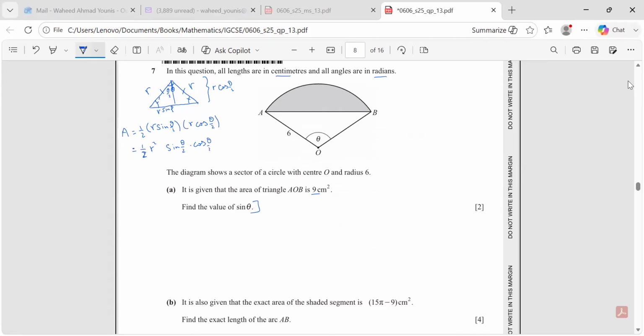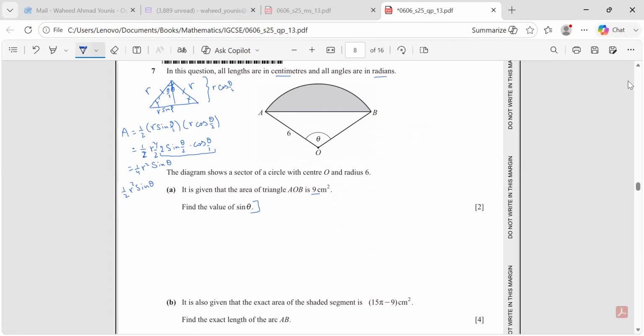If I multiply this by 2 and divide it by 2, it will become 1 by 4 r square, and this portion, 2 times sine theta by 2 cos theta by 2, if you remember, becomes sine theta only. So this is the area of half of the triangle. The full triangle will have double the area, so that would be 1 by 2 r square sine theta. Remember this formula. This is very useful.